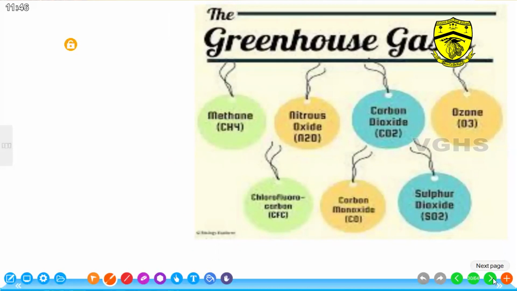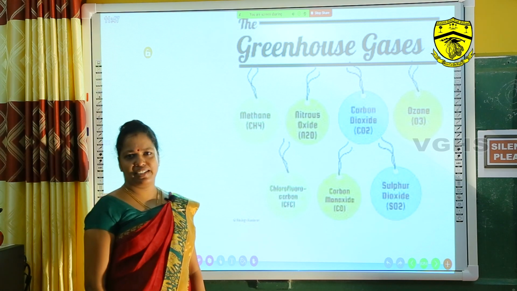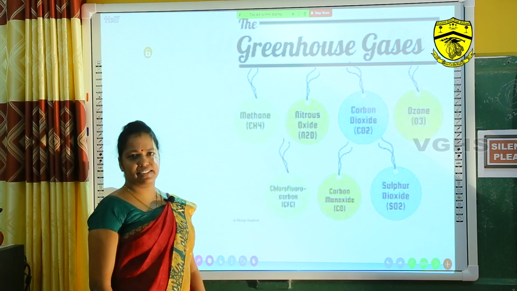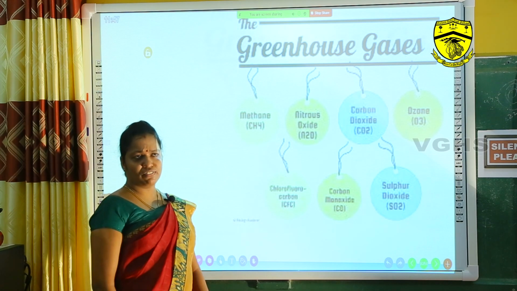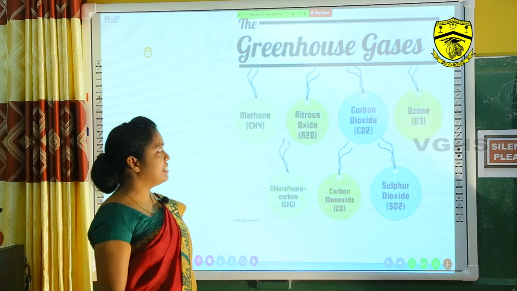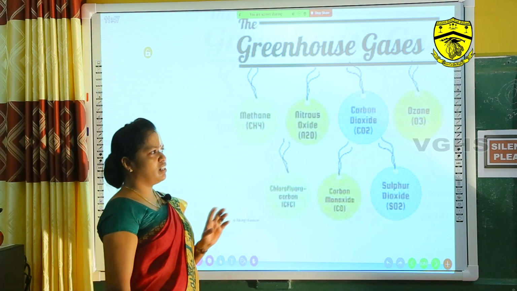Greenhouse gases. You already know that the increase in temperature is called global warming. Some gases, such as methane, nitrogen oxides, carbon dioxide, ozone, chlorofluorocarbon, carbon monoxide and sulfur dioxide, induce the greenhouse effect. During global warming, the ice is melting in Antarctic places, and it causes floods. And after the flood occurs, a lot of deaths occur in our environment, and economic losses are included here. So we know that these greenhouse gases are liberated into the environment, so we must control them through our activities.